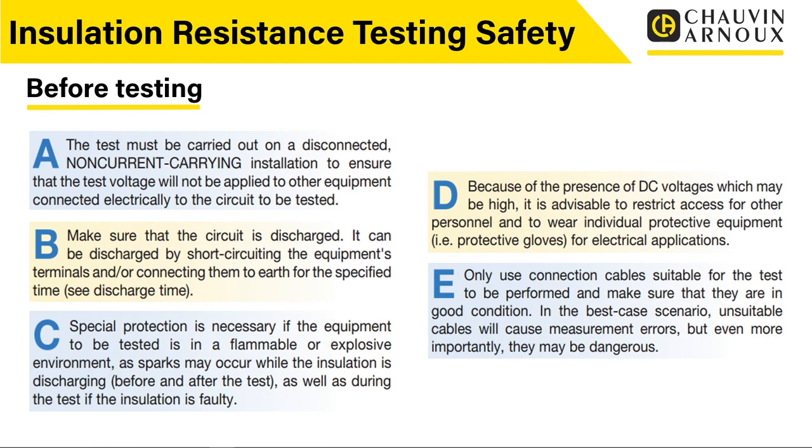So the first one, A on here, it says the test must be carried out on a disconnected, non-current carrying installation to ensure that the test voltage will not be applied to other equipment connected electrically to the circuit to be tested. So what we're saying is that we should disconnect and safely isolate any piece of equipment or any part of the installation that we are going to test, and it shouldn't be current carrying. So we can't apply these tests to live circuits.